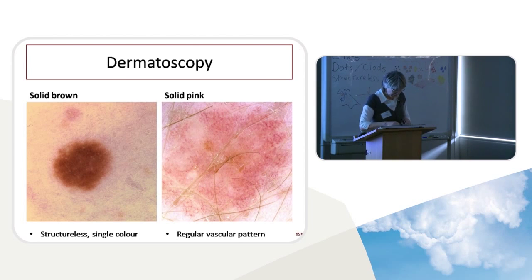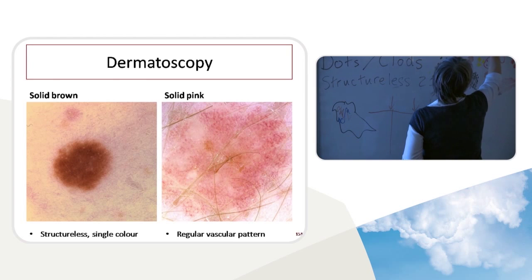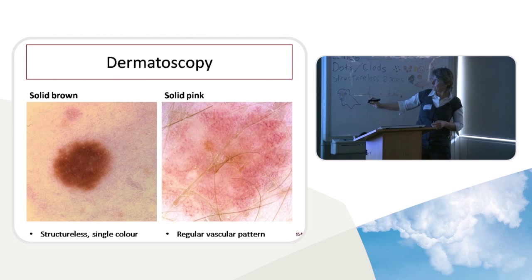And pink nevi have either the dotted pattern of vessels, or they have the curved line pattern, like that. And if it's dotted, it's vertical vessels, and if it's comma, it's horizontal. But that doesn't really matter. They're uniform. So the pattern is red dots for this one, and the pattern is brown structureless for this one.